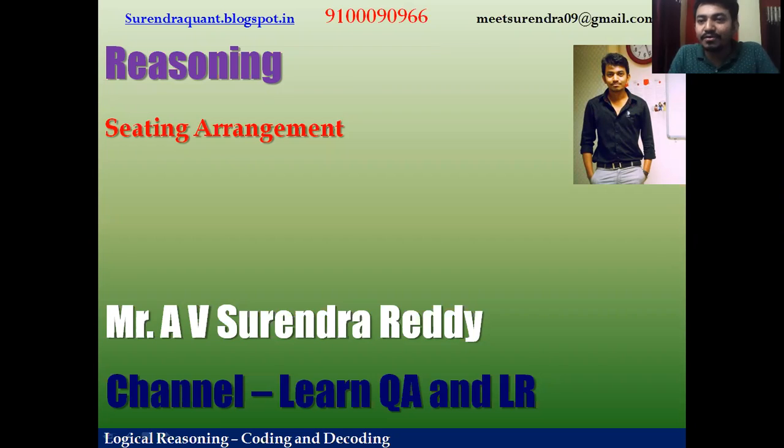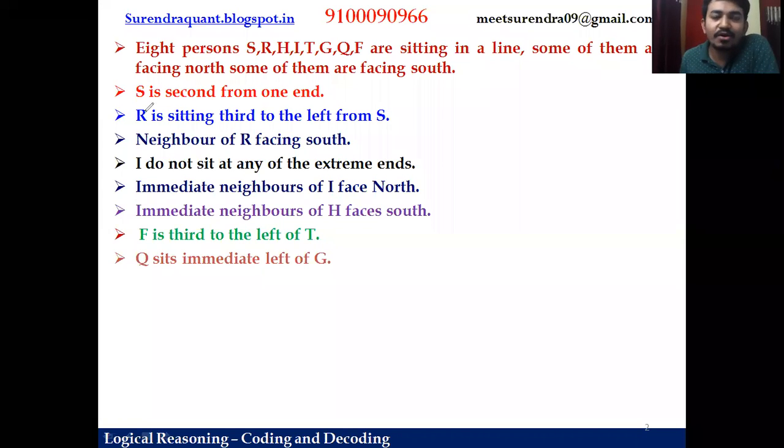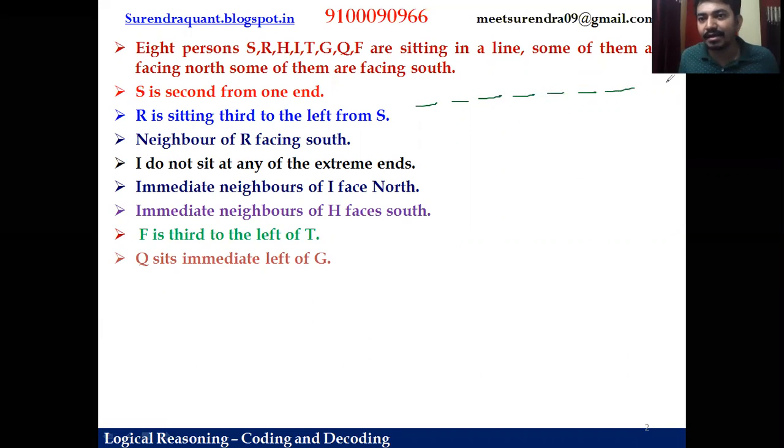In the video, we'll have a question on linear seating arrangement. Let us start the question. Here, 8 persons are sitting in a line, when some of them are facing the north and some of them are facing the south. We don't know who are facing south and who are facing north. We have to decode that from the clues. What is the line? There are 8 persons, right? Let us take 8 positions first. So 1, 2, 3, 4, 5, 6, 7, and then 8.